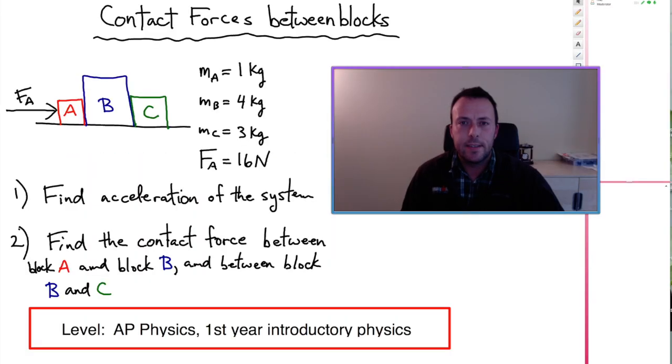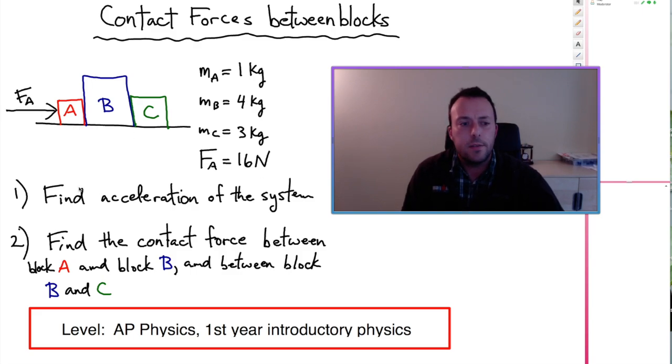Hi folks, today I'd like to look at a problem I've been asked by a few students. It deals with contact forces between blocks. So here's the problem here. We have three blocks, A, B, and C, with masses 1, 4, and 3 kilograms. I'm applying a force to push these blocks along the surface, and the force is 60 newtons.